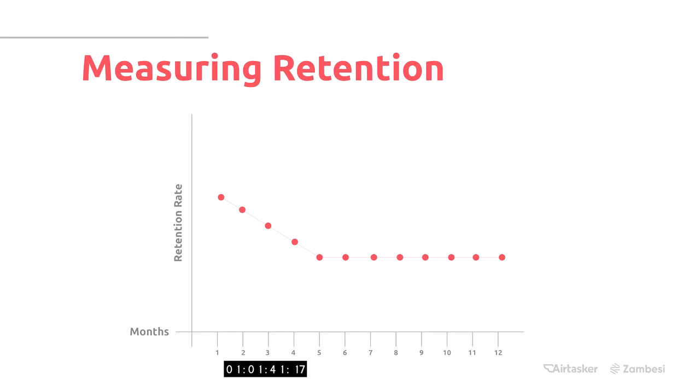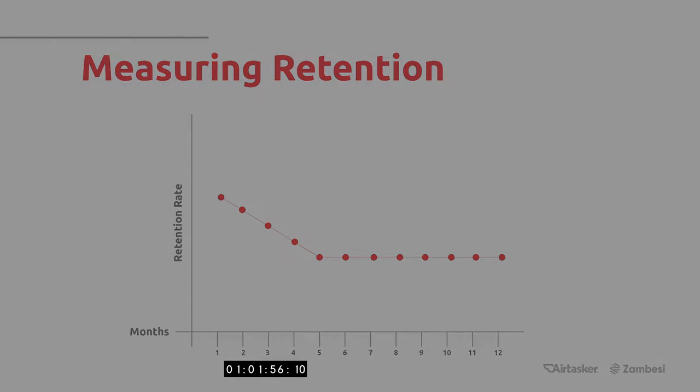The first step in measuring the retention of your customers is to graph how many people used your product for the first time in a month. Then how many of this group, which we'll call a cohort, come back and use your product again the next month and the next month, and so on.